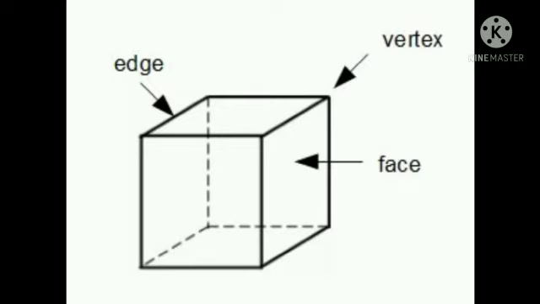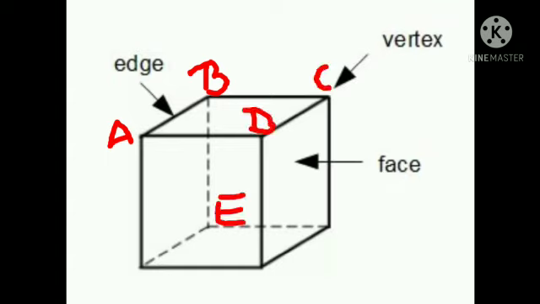So let's see the total surface area of a cube. The first thing in the cube is vertices. How many vertices are there in your cube? There are a total of 8 vertices. The vertices given in your cube are A, B, C, D, E, F, G, H. So these are all the vertices of your cube.